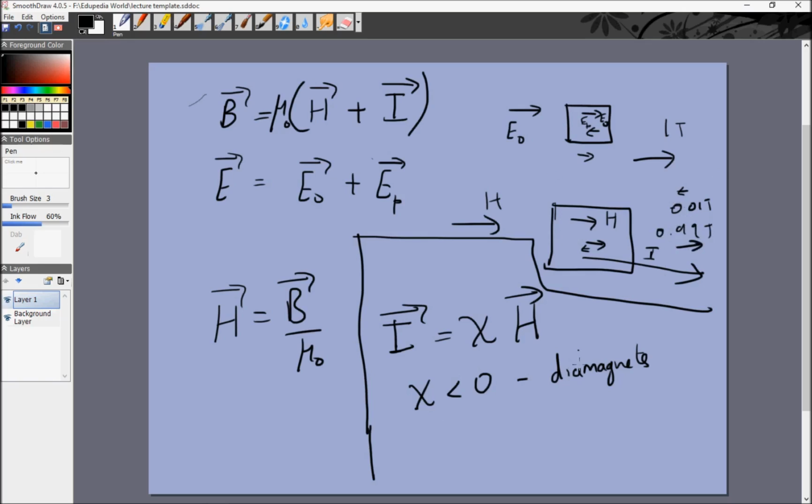So chi is less than 0 for diamagnets. This is actually not X, this is a Greek symbol. It is pronounced chi and written as CHI. It is greater than 0 for paramagnets, obviously, because in that case the induced field is in the same direction. What about ferromagnets?